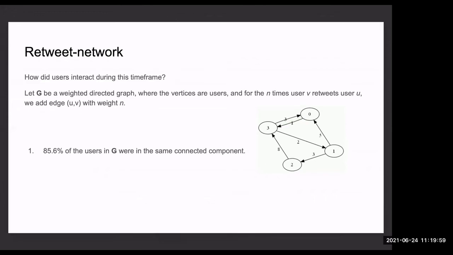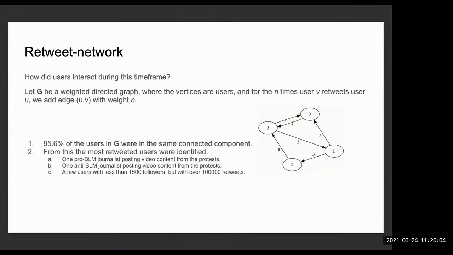We saw that they were all in the same connected component, and from this one can also get the most popular or most retweeted users by simply looking at the out-degrees of every node. And some interesting users were found. There's one very active pro-BLM journalist, who posts a lot of video content from protests, and also one anti-BLM journalist. Both of these have very huge followings. So these users will be interesting to look at later.